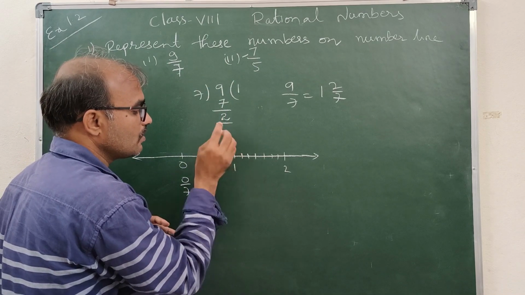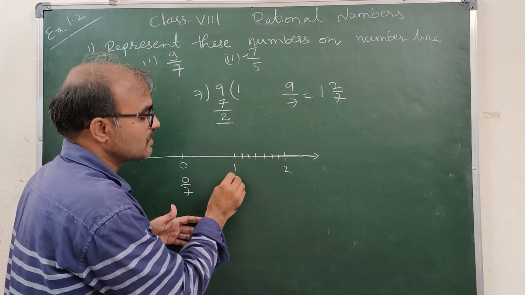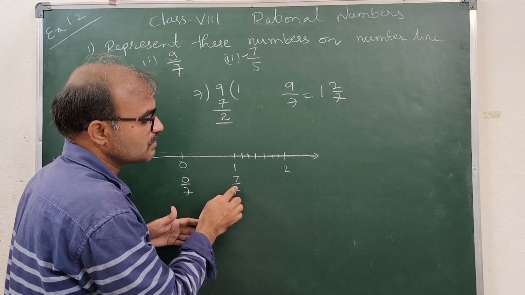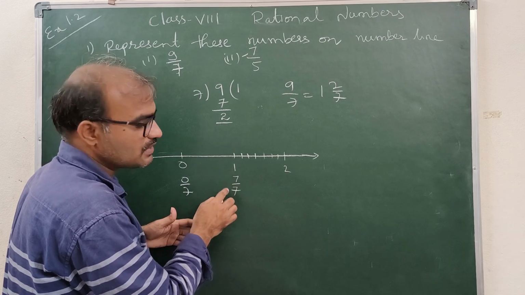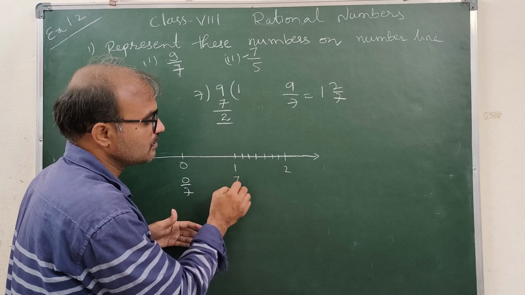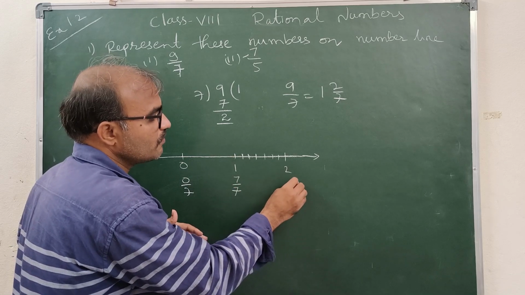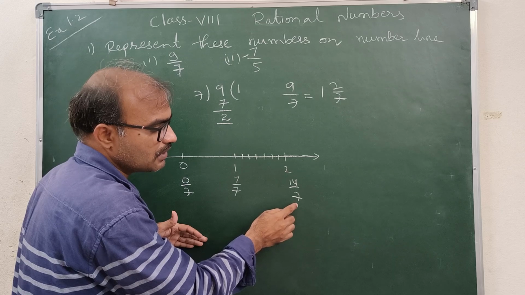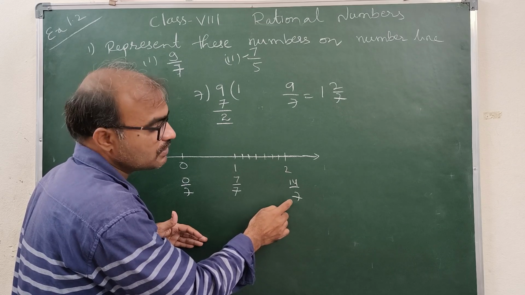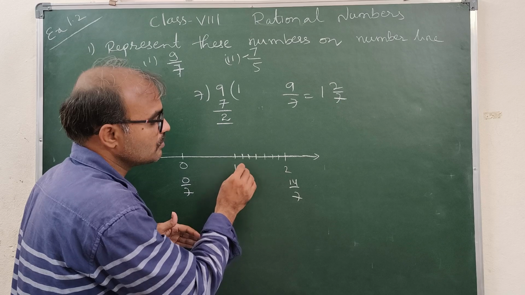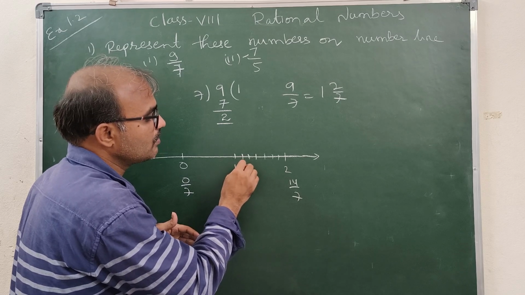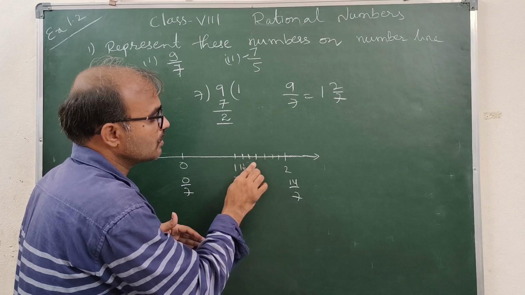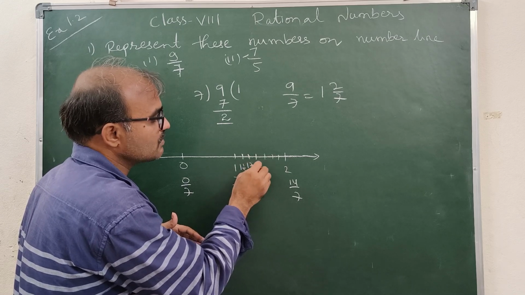This one whole means 7 sevenths. If you make one whole into 7 parts, 7 sevenths will be 1. 7 by 7, 7 ones are 7, right? So this will be 14 sevenths. If you divide one whole into 7 equal parts, 14 parts will make 2 wholes. So now this will be 1 whole 1 seventh. This will be 2 wholes. Then 1 whole 2 sevenths, right?